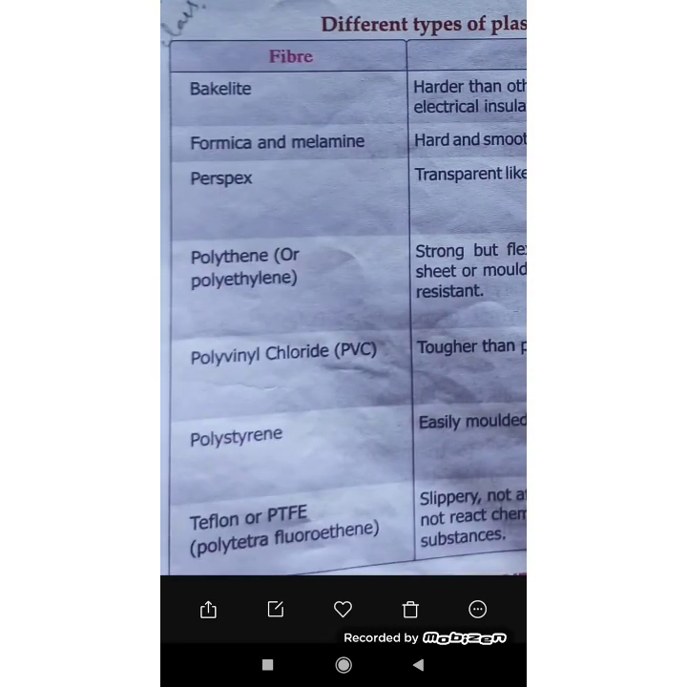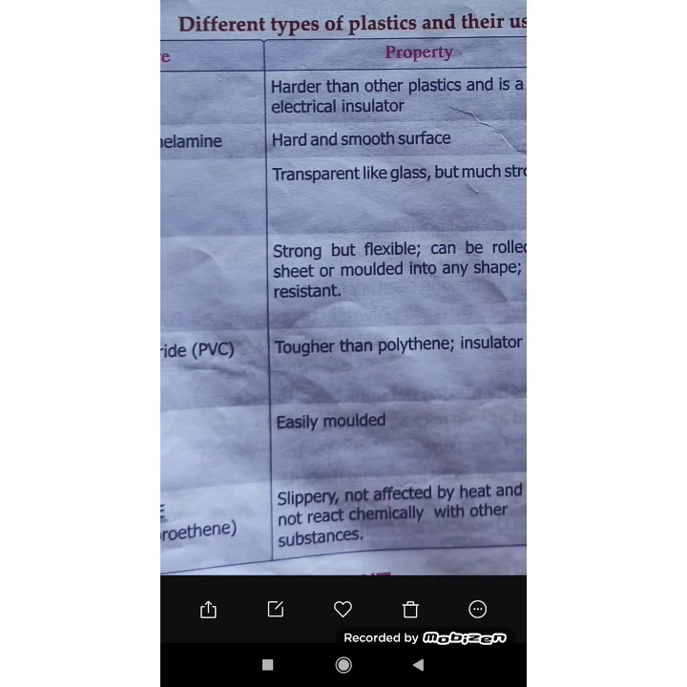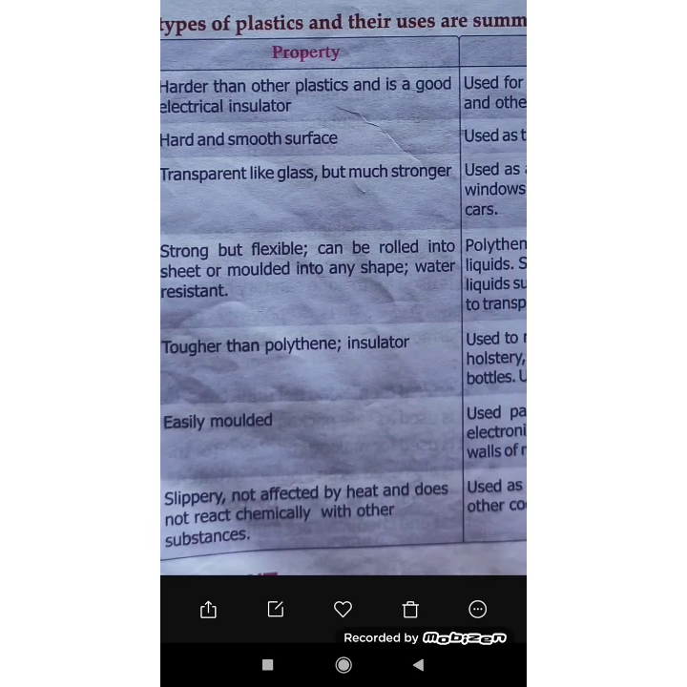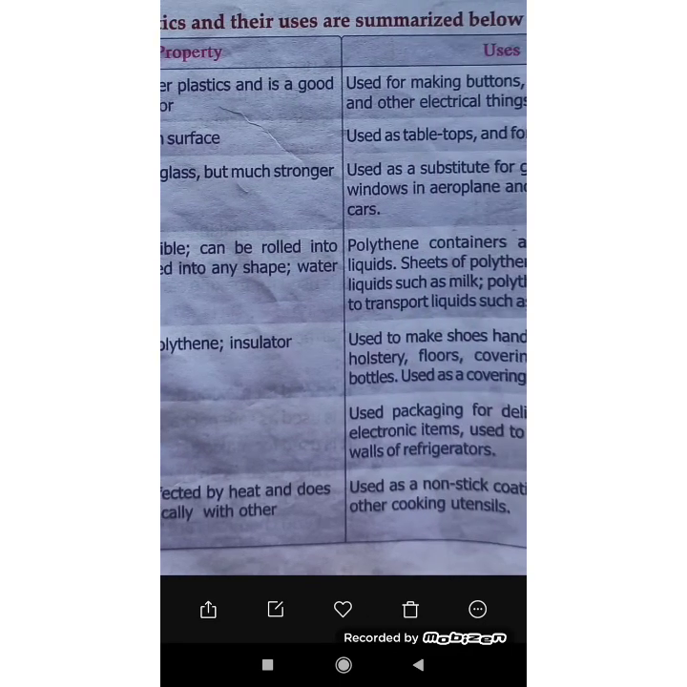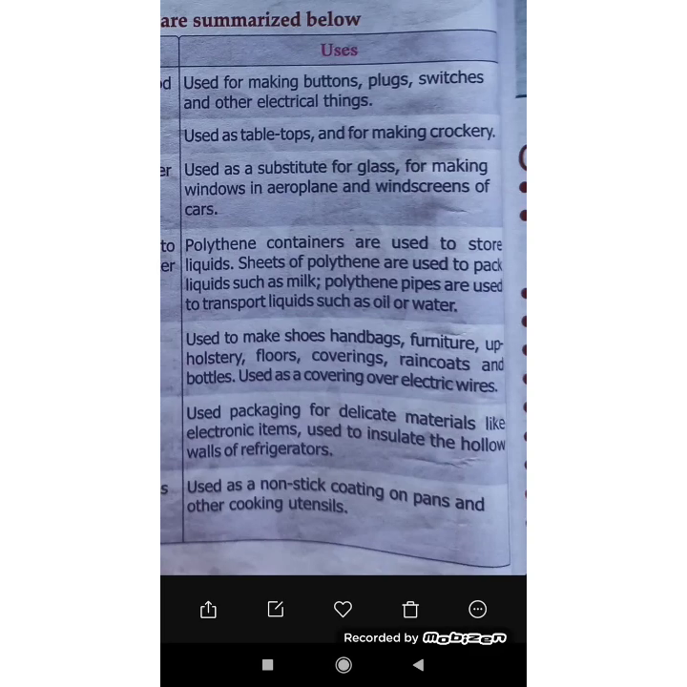Fourth one is polythene or polyethylene. It is strong but flexible. It can be rolled into sheets or molded into any shape. It is water resistant. Polythene containers are used to store liquids. Sheets of polythene are used to pack liquids such as milk. Polythene pipes are used to transport liquids such as oil or water.